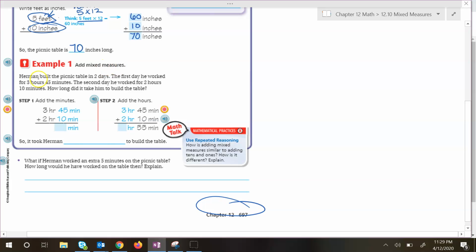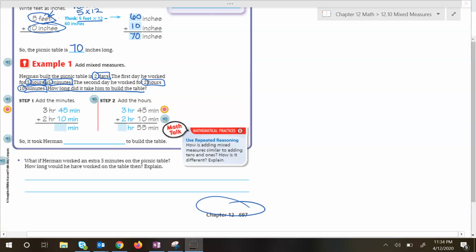Add mixed measures. Herman built the picnic table in 2 days. The first day he worked for 3 hours and 45 minutes. The second day he worked for 2 hours and 10 minutes. How long did it take him to build the table? So we know that this is an addition problem because we want to know how many total. Again, you're going to want to circle all the numbers. Underline the question. Box the key words. We know 3 hours, 45 minutes, and 2 hours, 10 minutes.